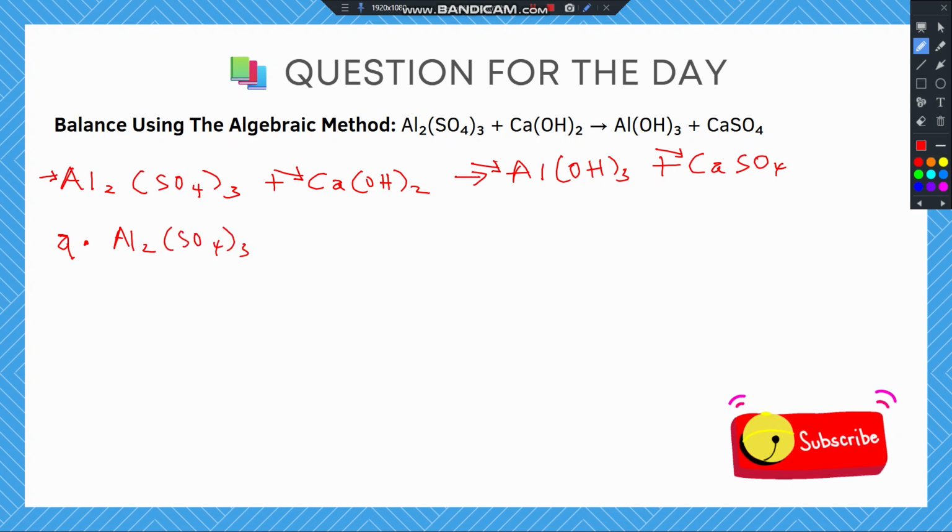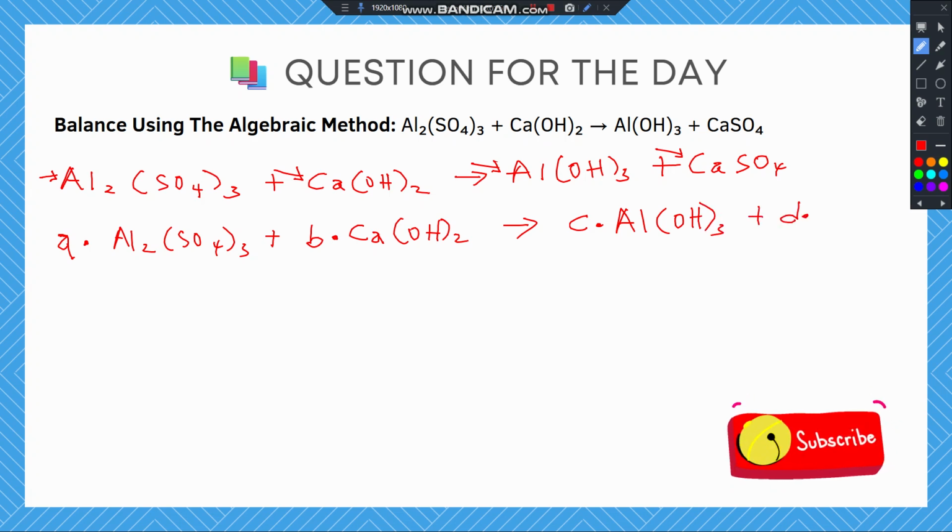Al2(SO4)3 plus, let's use the letter B to represent the second coefficient. So we have B in front of Ca(OH)2. And then thirdly, we have the letter C standing in front of Al(OH)3. And then finally, we have the letter D standing in front of CaSO4. I'm sure you saw how we carried out that process.